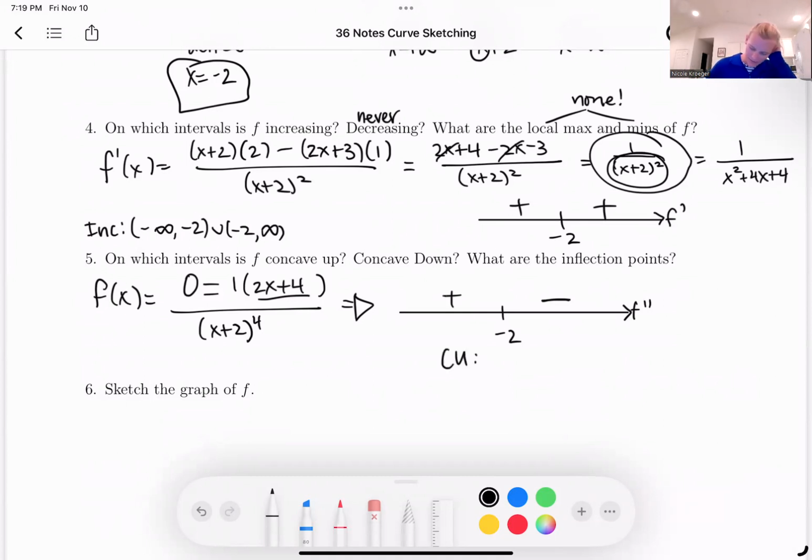So this function's concave up on -infinity to -2, concave down on -2 to infinity. And we do not have any inflection points here because the sign of f double prime changes at -2, but -2 is not in the domain of our original function, so it's not considered an inflection point.